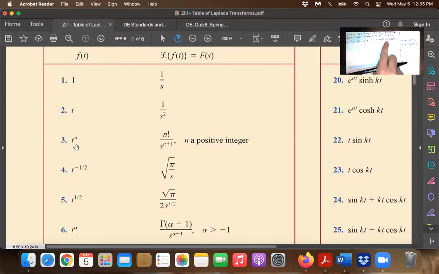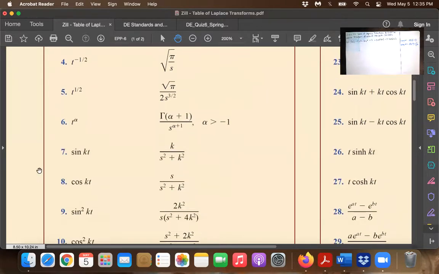And I've got a sine and a cosine of a constant times t for both of those. So I'll just keep scrolling down, looking for a sine or cosine. Oh, there they are, number 7 and number 8. So entry 7 tells us that the Laplace transform of sine of kt is k over s squared plus k squared. And entry number 8 tells us that the Laplace transform of the cosine of kt looks just like the sine, but it has an s in the numerator.